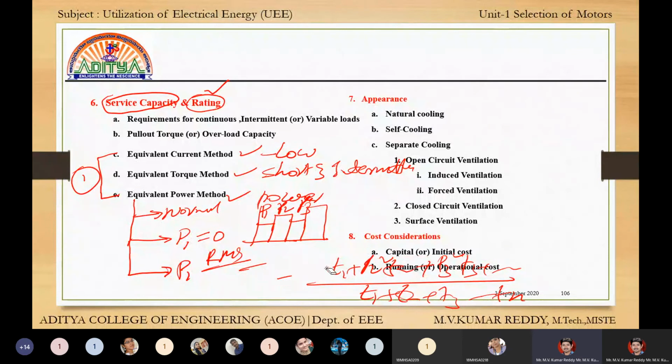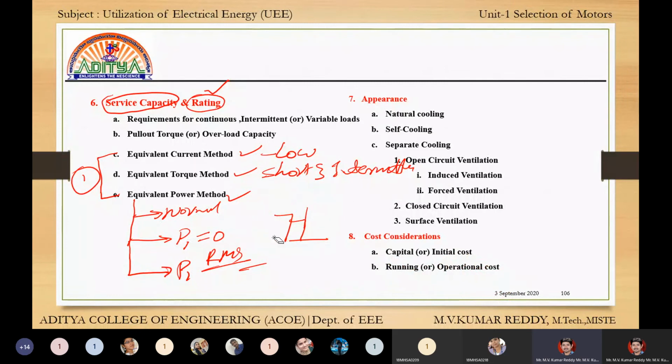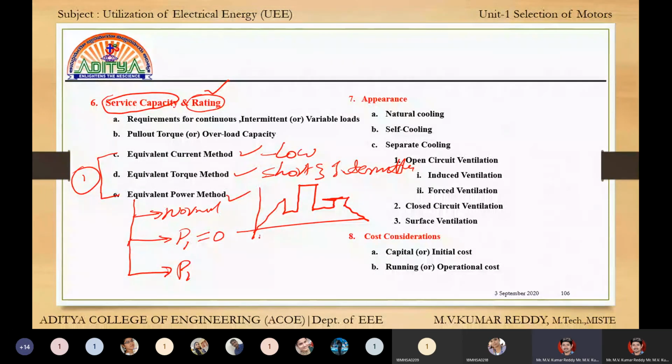Next one is the abnormal graph, which starts with P1 equal to 0. This is the graph. That means this graph starts from P1 equal to 0.